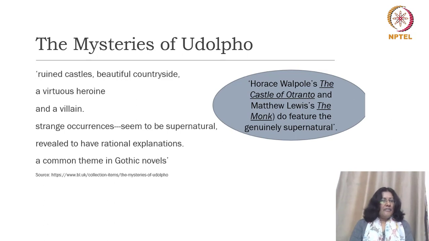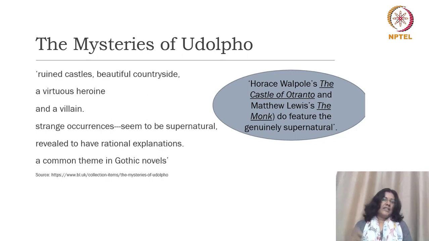What is it composed of? It has, as I said, ruined castles, beautiful rural landscape, which are described at length at several points in the story, and the heroine is very morally good, and the villain is extremely evil. And there are occurrences in the plot which seem to be supernatural in tone and nature, but ultimately they are explained by reason. So this is a common theme of Radcliffe's Gothic fiction. So the spirit world is kind of explained away by rational means.